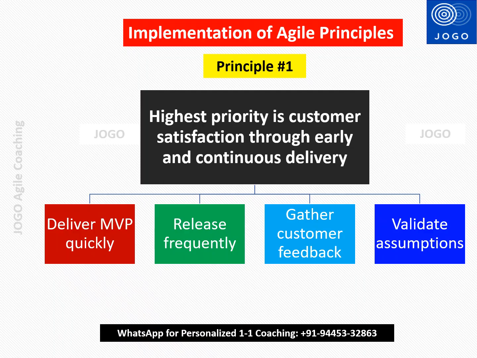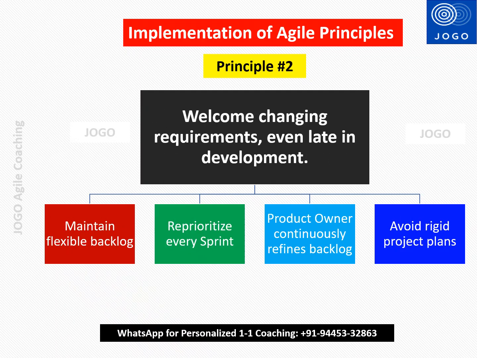Hope this is clear. Let us understand how to implement the second agile principle, welcome changing requirements even late in the development. To implement this principle, we can have a flexible backlog so that we can readjust, add, modify, and edit the backlog anytime, and reprioritize every sprint. Ensure that reprioritization is done before starting every sprint so that we can adjust or add the high priority item in the upcoming sprint.